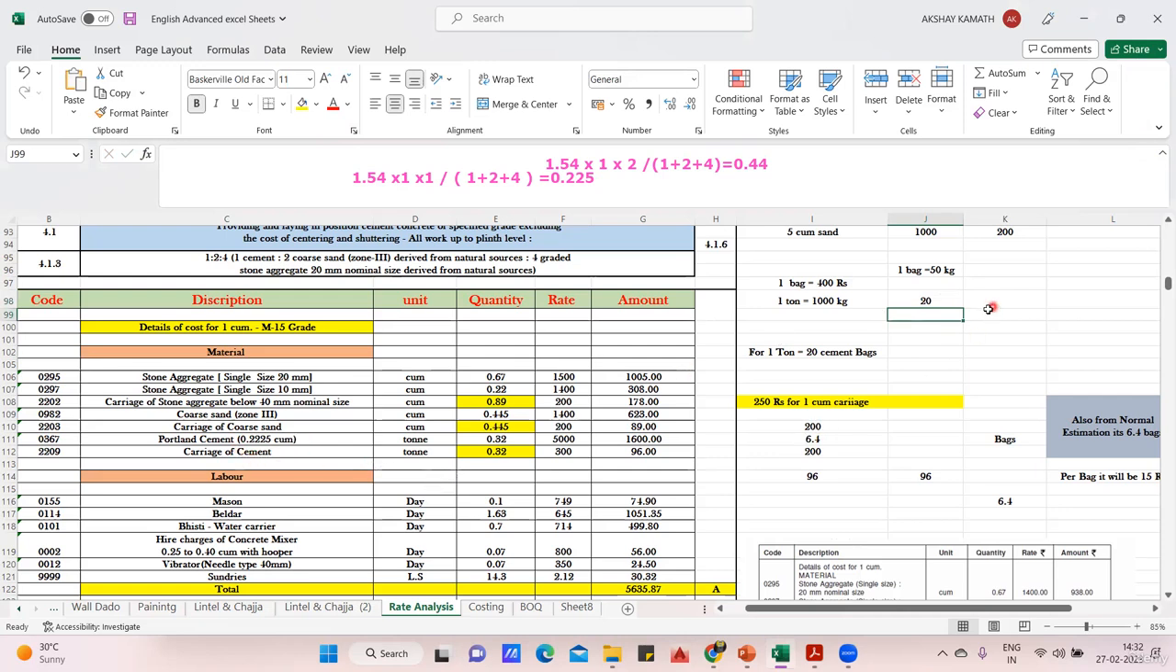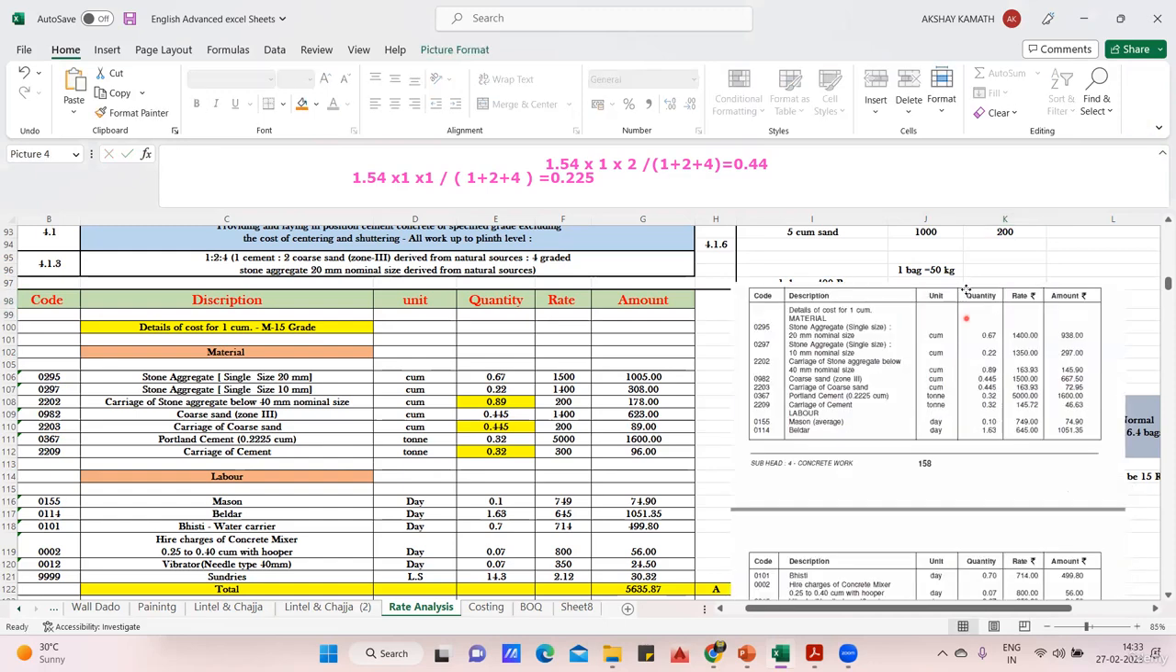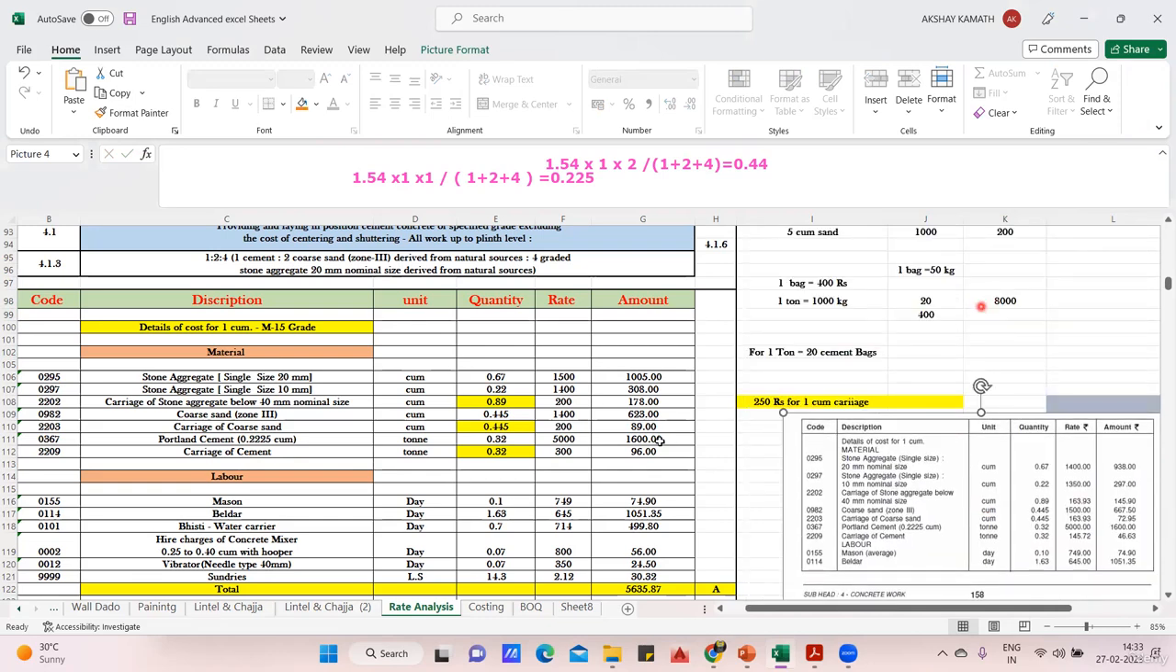Now let us say the cost of one bag is 400 rupees. Got it? 20 bags means 1 ton. For 1 ton, what will be your cost? 20 multiplied by 400, it will be 8,000 rupees according to you. These people in the DSR, it's a bulk quantity that they bring, so that is why they have put 5,000 rupees. But according to my calculation, it is 8,000. So you can input 8,000 rupees here.